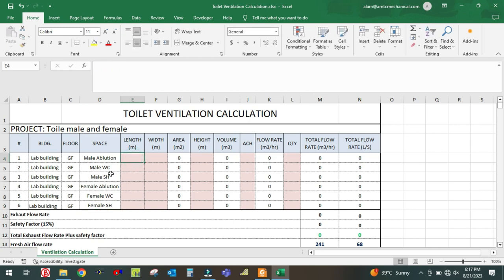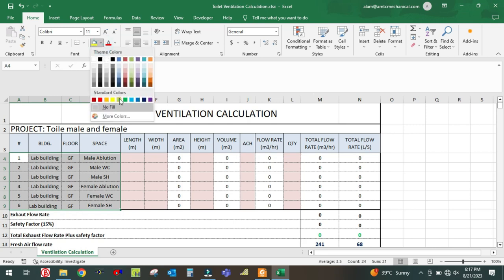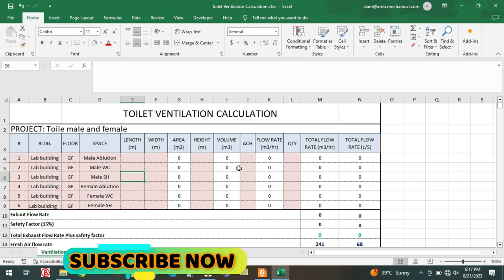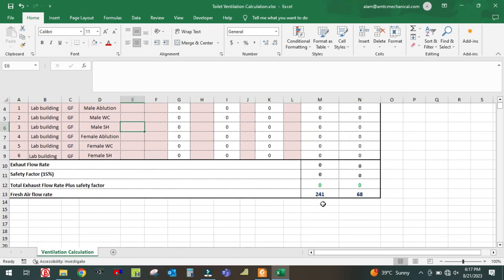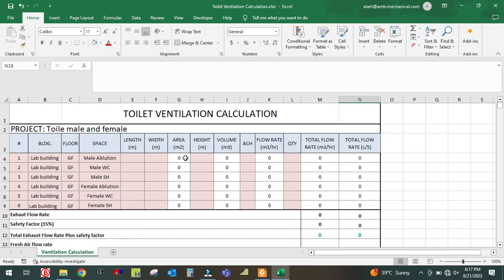This is user input, so just enter this. Let me highlight this. Whatever I shaded here is user input. And the white cells already have formulas applied, so no need to delete them. Just enter your length and width.